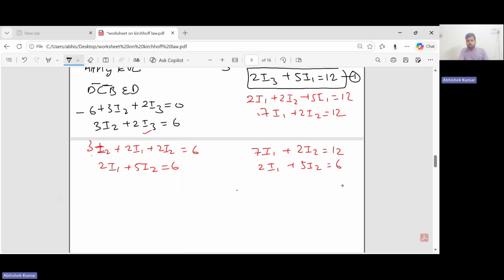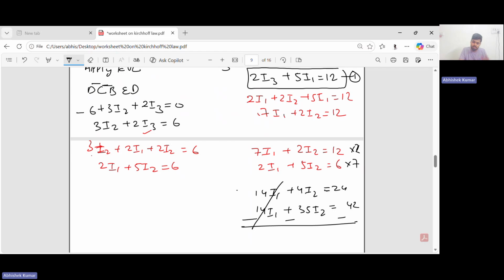This thing we got. Now just multiply here with 2 and here with 7, to remove this I1. So what will you get from here? 14I1 plus 4I2, 12 twos are 24. Now if you observe, the 14I1, next 7 5s are 35, 35I2, 7 6s are 42. Minus, plus, minus, plus: this part cancels. How much will come? 35 minus 4, minus 31.